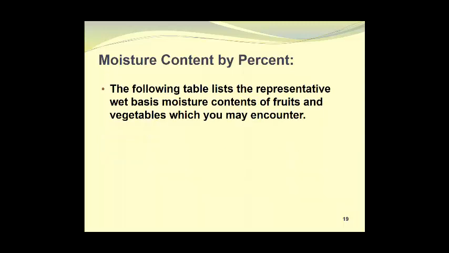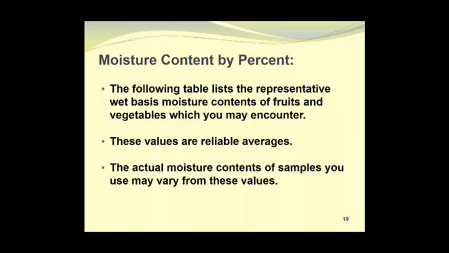The following table lists the representative wet basis moisture contents of fruits and vegetables which you may encounter. These values are reliable averages. The actual moisture content of samples you use may vary from these values due to seasonal variations, differences in growing conditions, and a host of other factors. However, you can use these values in the table when you do not have an actual value for the samples that you have in your possession.